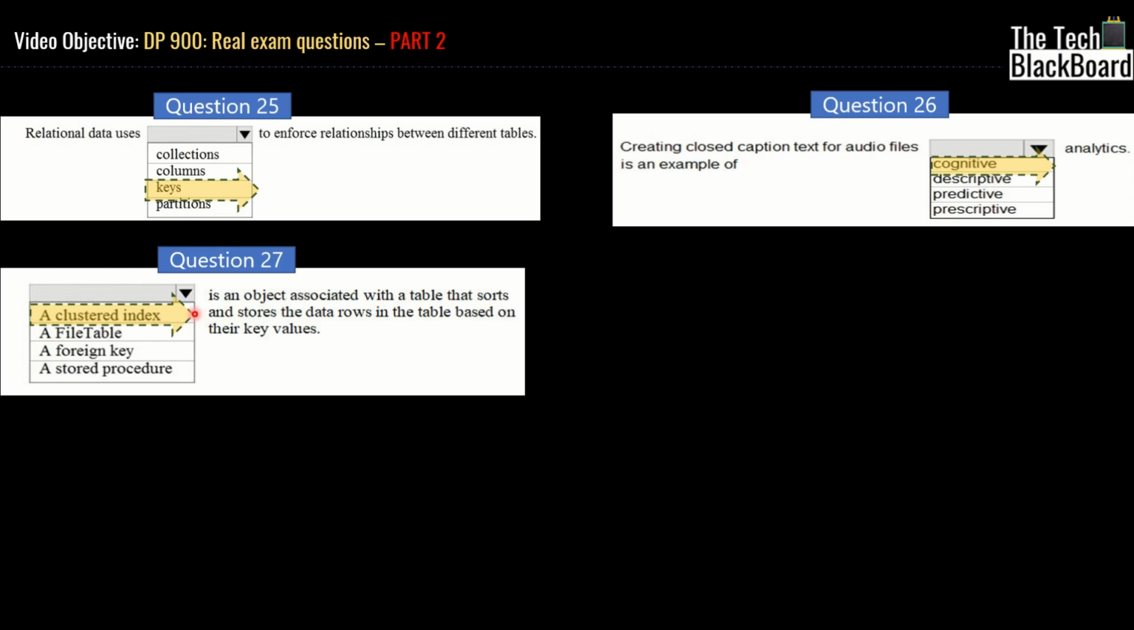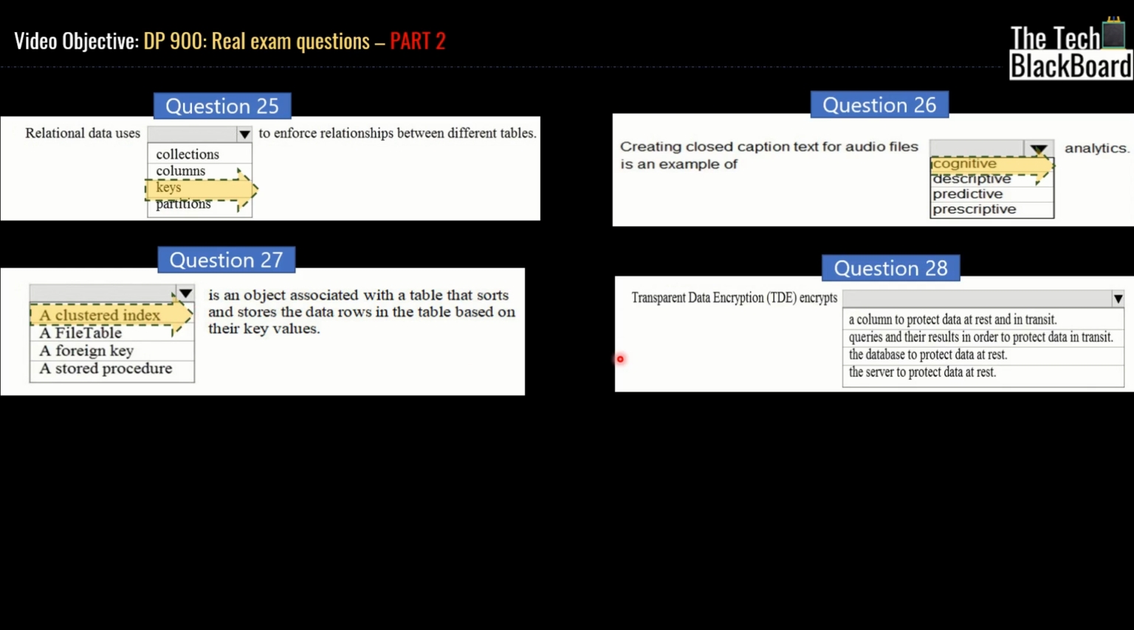Jumping on to question number 28: transparent data encryption encrypts what? Does it encrypt a column to protect data at rest and in transit, queries and their results in order to protect data in transit, the third option is the database to protect data at rest, or the fourth option is the server to protect data at rest.